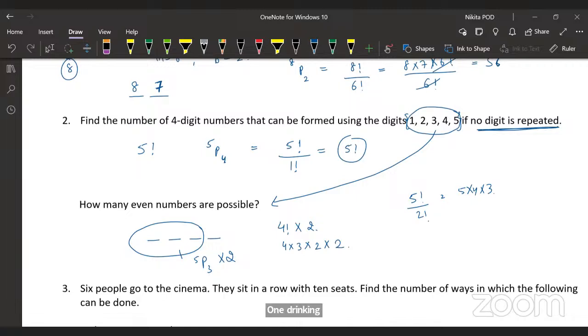The answer is 48. You can't use 5, right? Otherwise the digit will be repeated. Use 4 and 2. 24. I think 4P3 into 2P1.